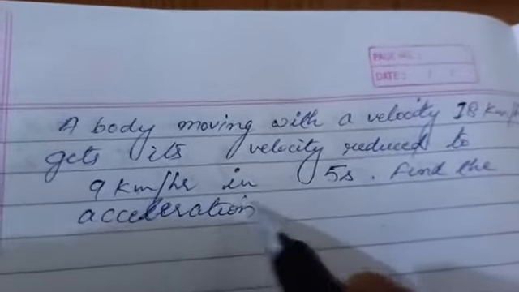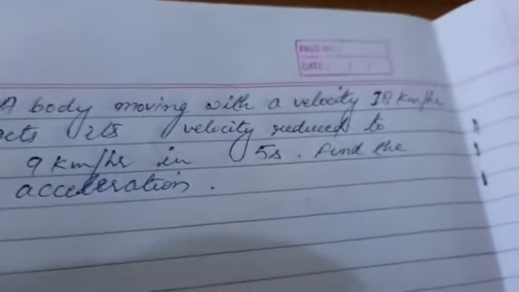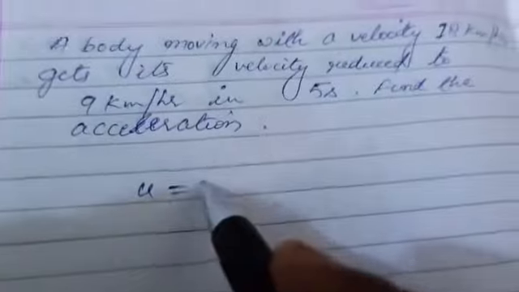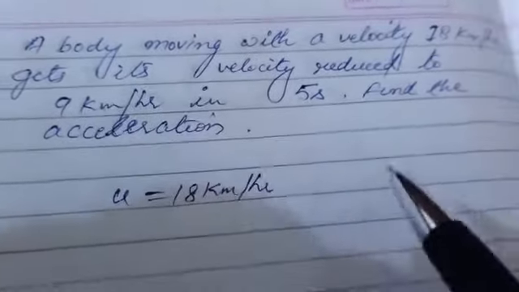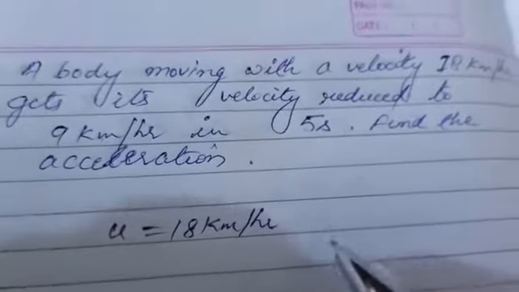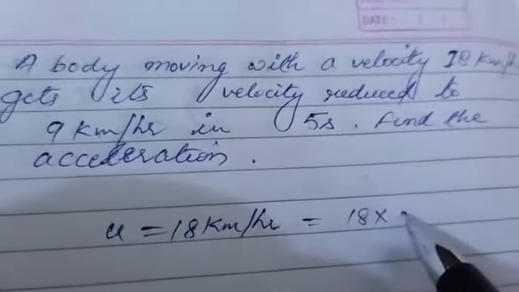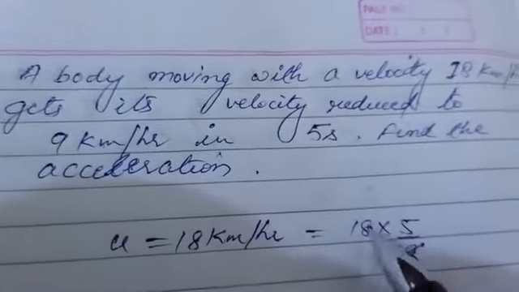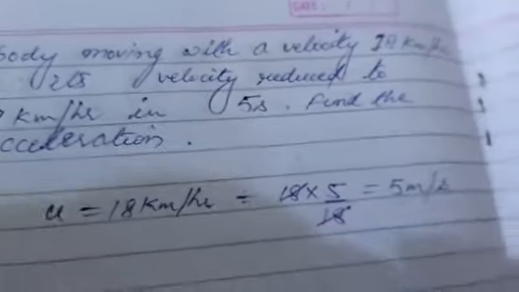acceleration. Again, now see, a body moving with a velocity of 18 km per hour. So what was the initial velocity? It is 18 km per hour. But the very important thing, the velocity is given in kilometer per hour. So what we'll do, we'll first convert it into meter per second. And how? By multiplying it by 5 upon 18. So what we'll get, 5 meter per second.